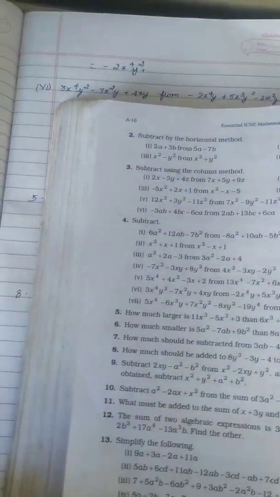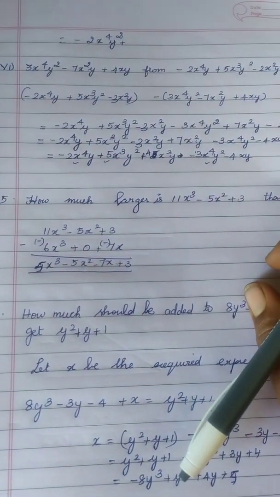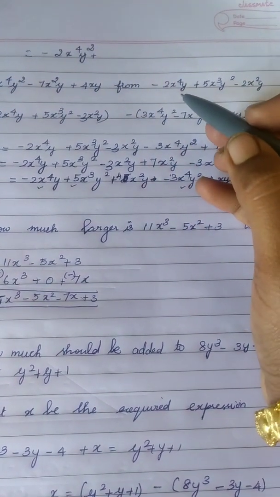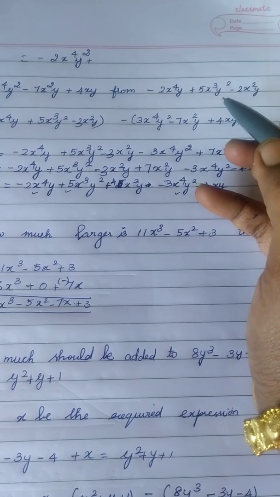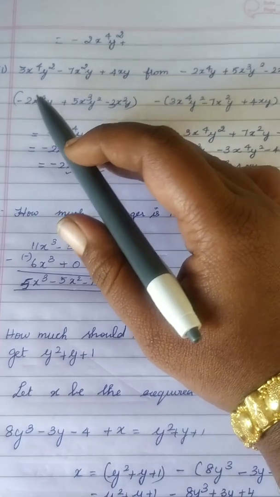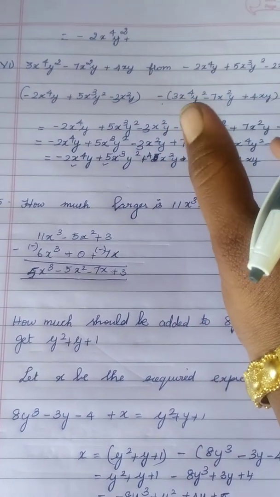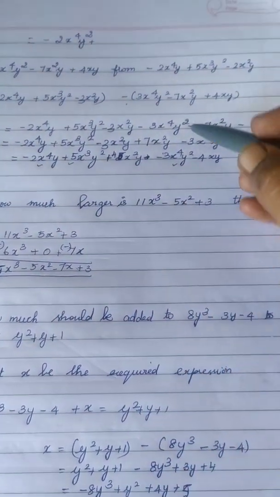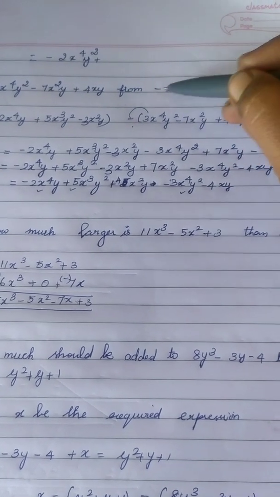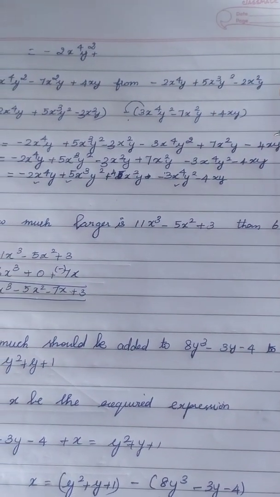And your sixth subdivision. Your question is 3x power 4 y square minus 7x square y plus 4xy from minus 2x power 4 y plus 5x cube y square minus 2x square. After "from", whatever term is there, I will write it first, then use the subtraction symbol to differentiate. I use brackets on both expressions. Next step, taking the minus inside the bracket, so it is minus 3x power 4 y square, minus into minus plus 7x square y, minus into plus minus 4xy.